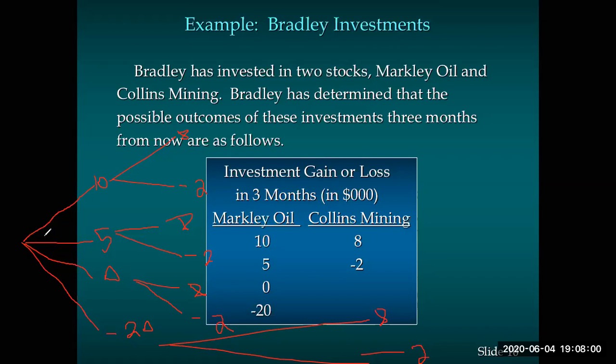So what are the possible outcomes that can happen? 10 and 8 is the first outcome. 10 and minus 2 is the second outcome. 5 and 8, third. 5 and minus 2, fourth. 0 and 8, fifth. 0 and minus 2, sixth. Minus 20 and 8, seventh. And minus 20 and minus 2, eighth. So there are 8 possible outcomes that can happen for us.